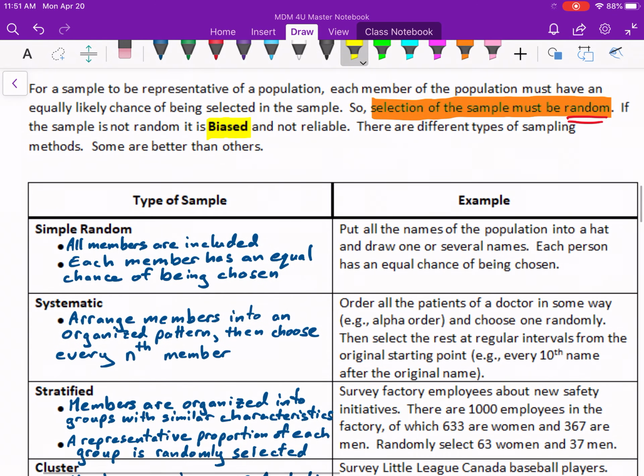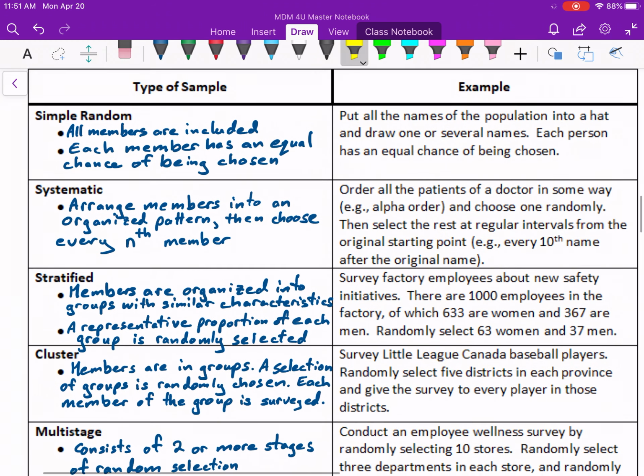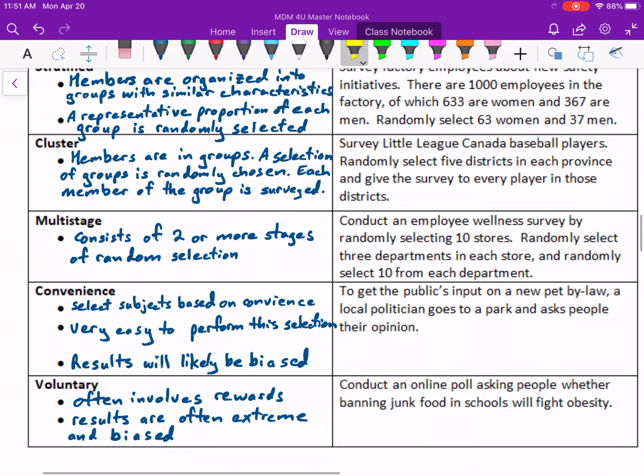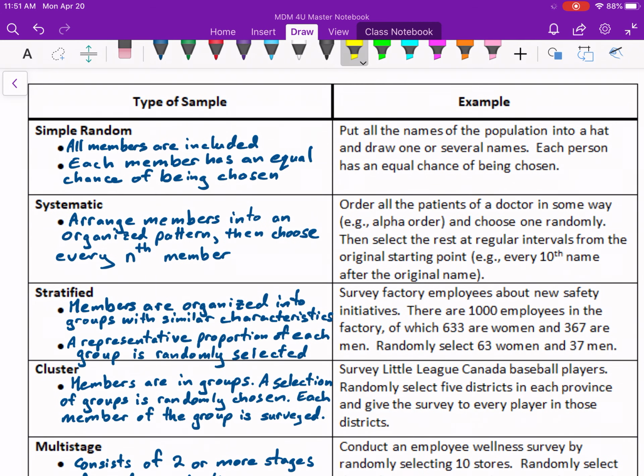Here are some specific types of samples that we can take. As you can see, I've already filled in some of the characteristics so that you don't have to wait while I write them all out. You're welcome. But let's just quickly do a survey of them. So the easiest one, or the most basic one, is called a simple random sample. Characteristic of it is that all members are included. So imagine a big hat with everybody's name in it, and you just pull names out of a hat. Everybody has an equal chance of being chosen in a simple random sample.